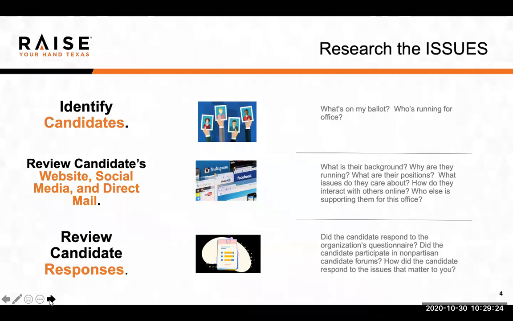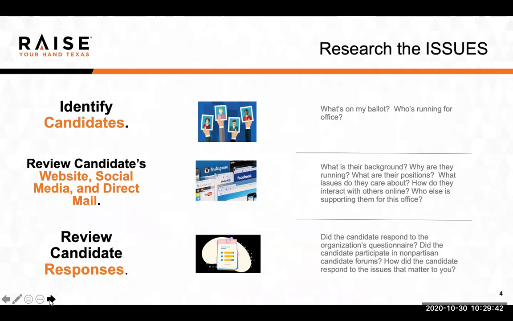What's the background of the candidates? Why are they running? What are their positions, especially on the things that matter to you? What do they care about? How do they interact with other people online? And who else is supporting them for this office? Could be individuals, it could be organizations.